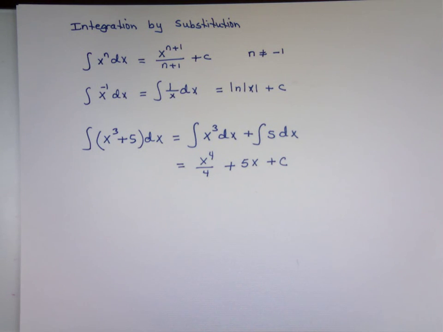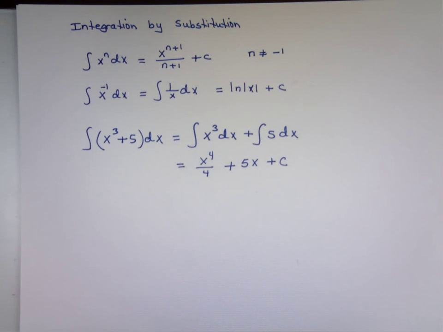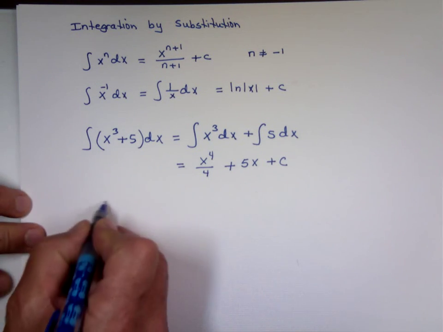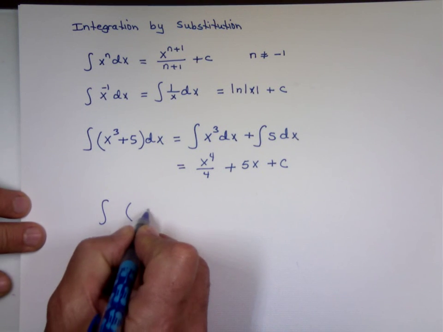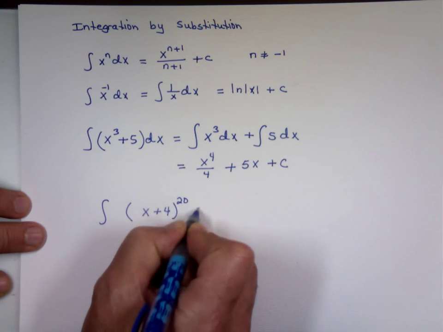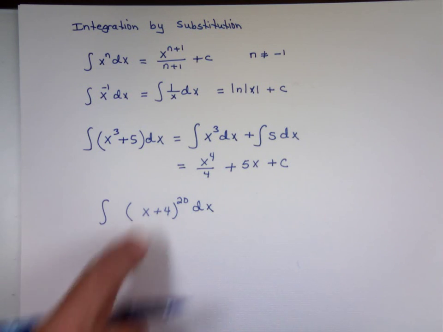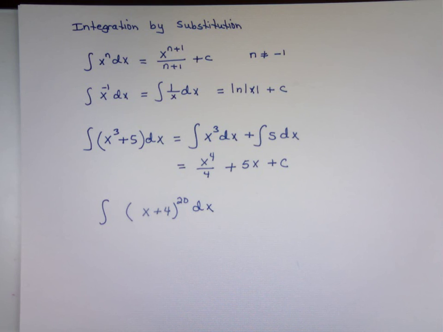Now integration by substitution, that's the topic. I'm not doing any of that yet. But here's an example. I want to integrate x plus 4 to the power of 20 dx. Now I got a problem. There's no way on earth I'm going to multiply this 20 times. So like an integration equivalent to the chain rule? Well, exactly. Very similar to the chain rule.